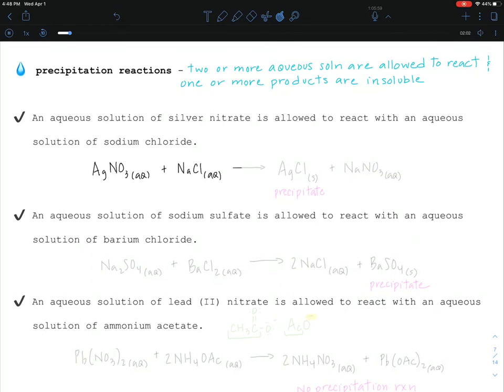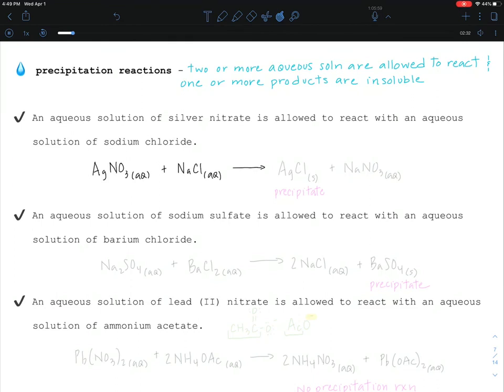We pour these two different mixtures together, and we're going to do a double replacement reaction, just like we talked about in chapter 7. We don't know if it's a precipitation reaction until we predict the products, and then we decide if they're soluble or if they're not. If they're not, then whatever product is not soluble will be our precipitate. And then, yes, we can say we have a precipitation reaction.